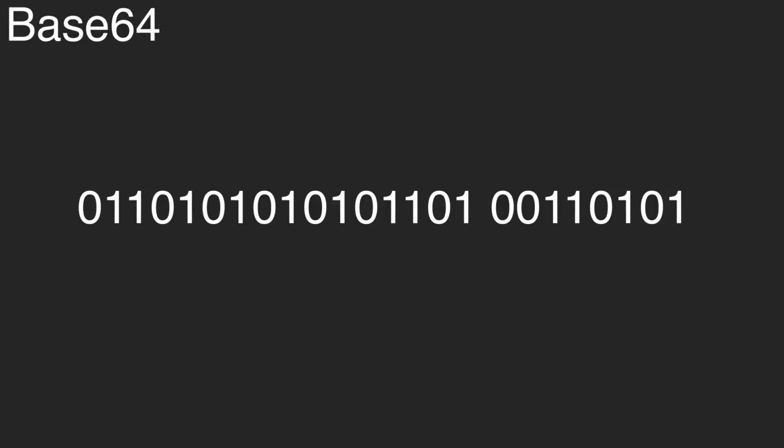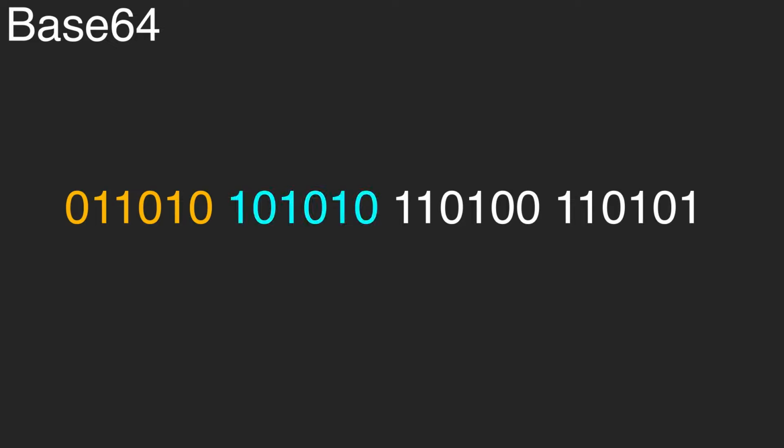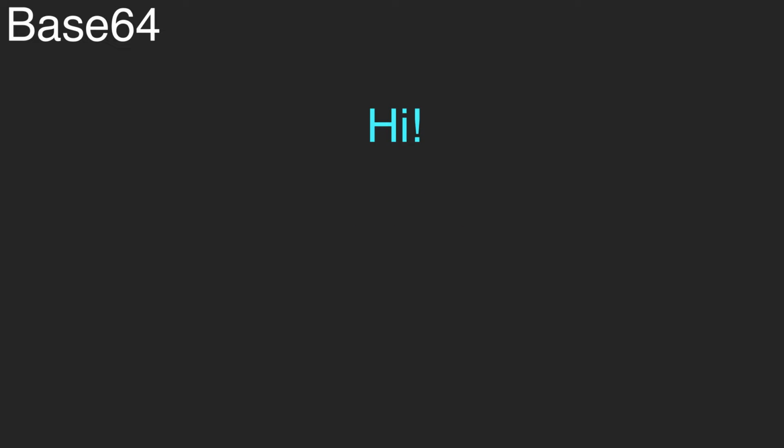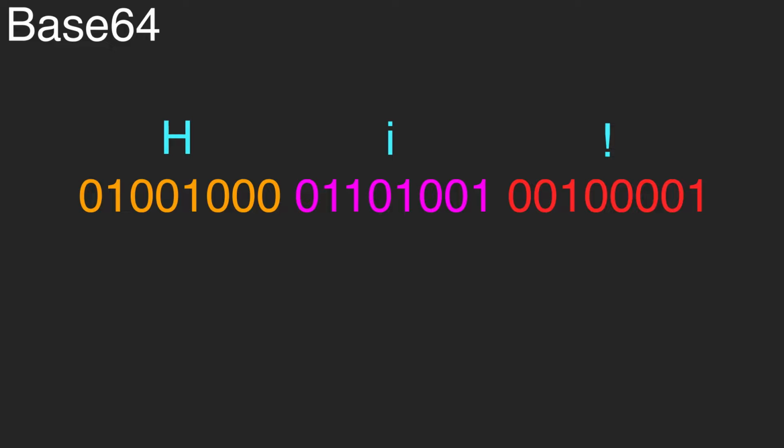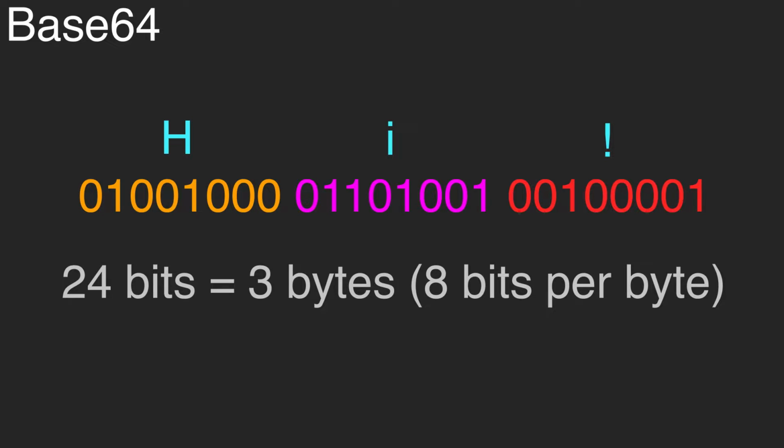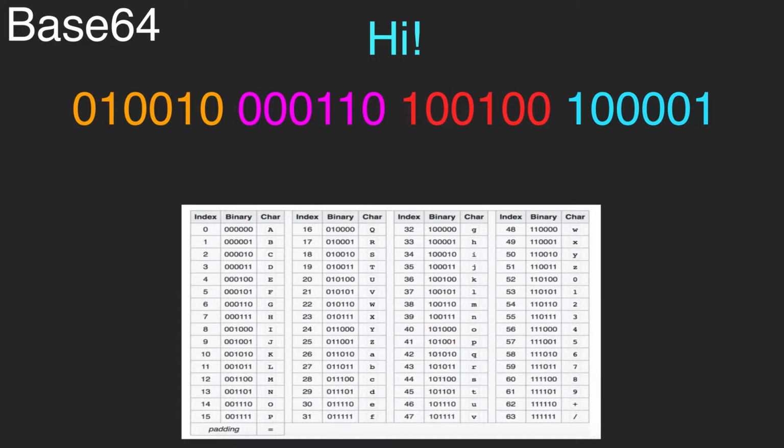So base64 converts every 3 bytes of data into 4 base64 characters. Each base64 character is made up of 6 bits. For example, the word "hi!" with an exclamation mark can be represented as this 24-bit long binary segment, or 3 bytes. Base64 will divide the binary data up into 6-bit chunks and then map them to a base64 character according to the table. Therefore, the base64 encoding of "hi!" is SGkh.